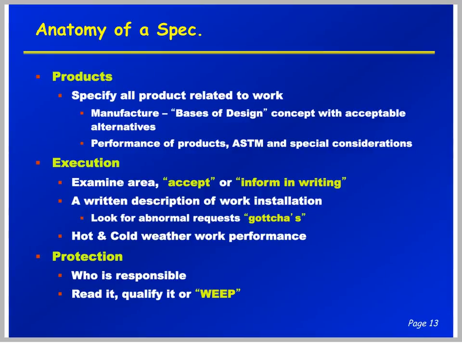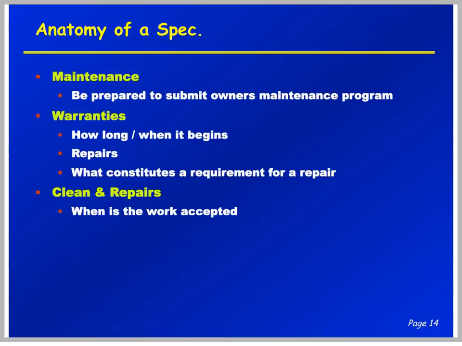Products, this is where manufacturers and basis of design has been defined. And performance of products, again, a lot of ASTMs will go along with that. Execution, examine the area, accept, inform in writing. You'll see some examples of this later on. So look for some abnormal requests, and again, lots of gotchas. Protection, who is responsible? I say read it, qualify it, or you might be weeping. Maintenance, be prepared to submit to owners how to maintain his concrete.